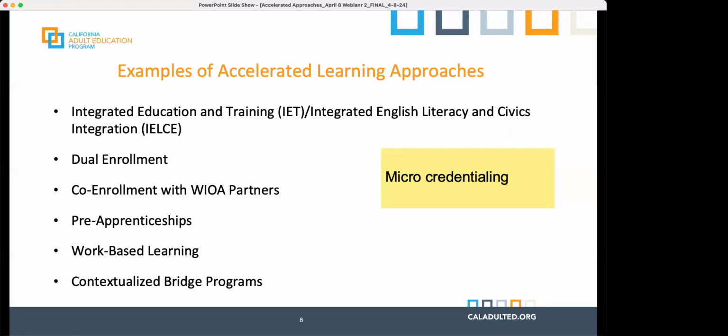So we touched on these last time about some of those accelerated learning approaches: integrated education and training, integrated English literacy and civics integration, as well as dual enrollment. Yes, the slides will be available. Co-enrollment with WIOA partners, pre-apprenticeships, work-based learning, contextualized bridge programs. Last time, somebody also added micro-credentialing. So if you have any additional models, approaches, or strategies that you think should fit as examples of accelerated learning approaches, please put them in the chat and we'll move them over so that we can continue to grow our knowledge and be able to think more holistically about what these learning approaches are.